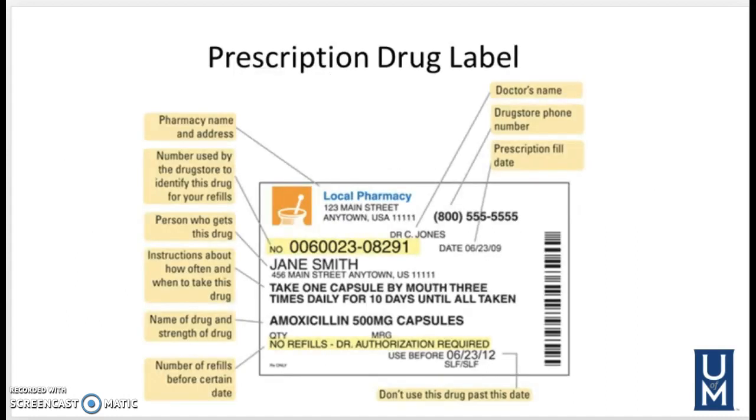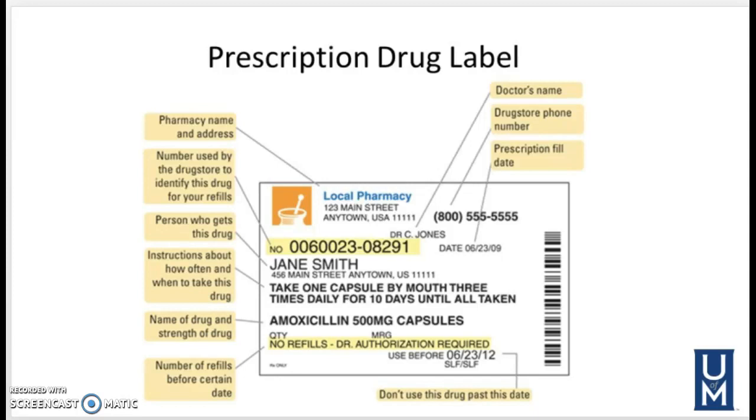So here's our example. We have our pharmacy name and address there at the top, so we know where it's coming from. The pharmacy's telephone number, so we know where to reach that pharmacist or that pharmacy. We have our doctor's name. That's the doctor that prescribed this drug.